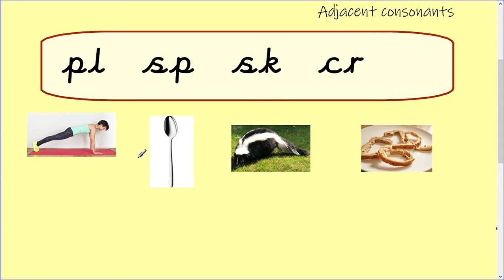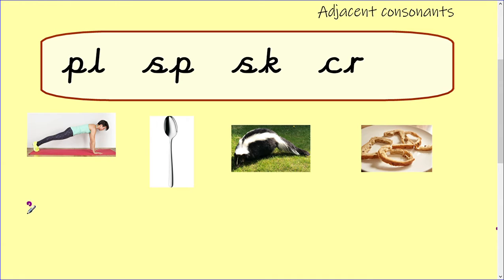So the reason we teach these words is because it's very easy to leave out the adjacent consonants when we're reading. So it's very easy for us to just say pank, for example. So a strategy for reading these words would be to use the sound button.